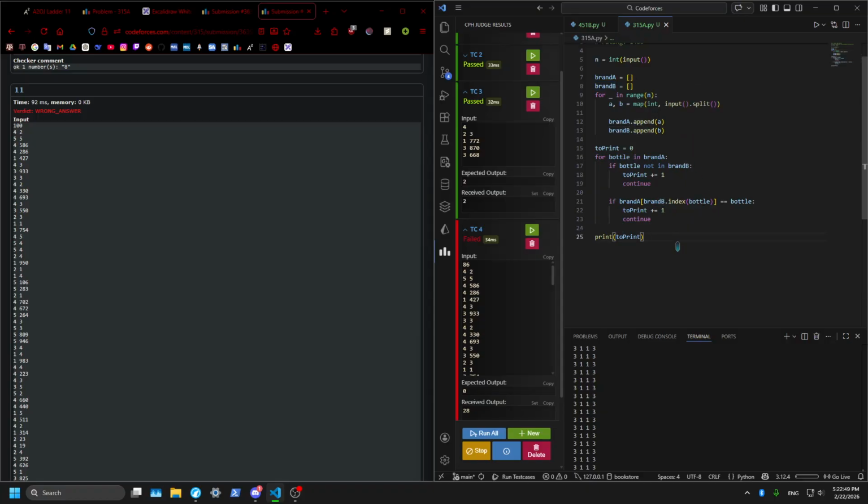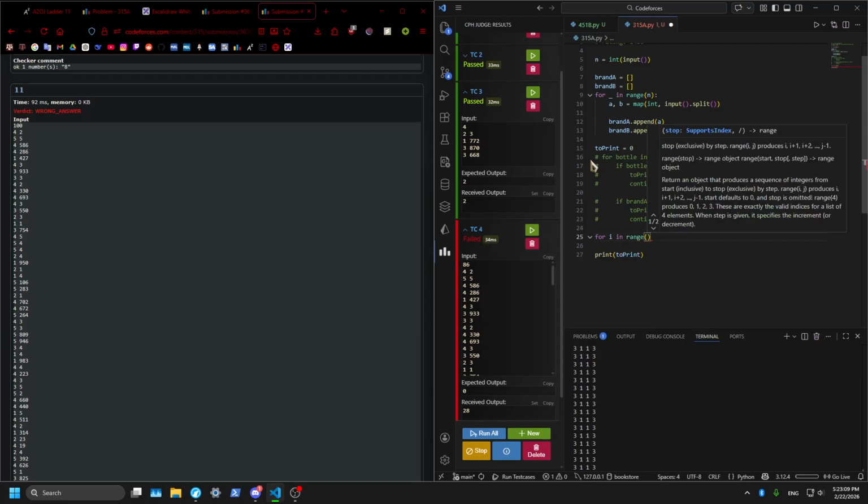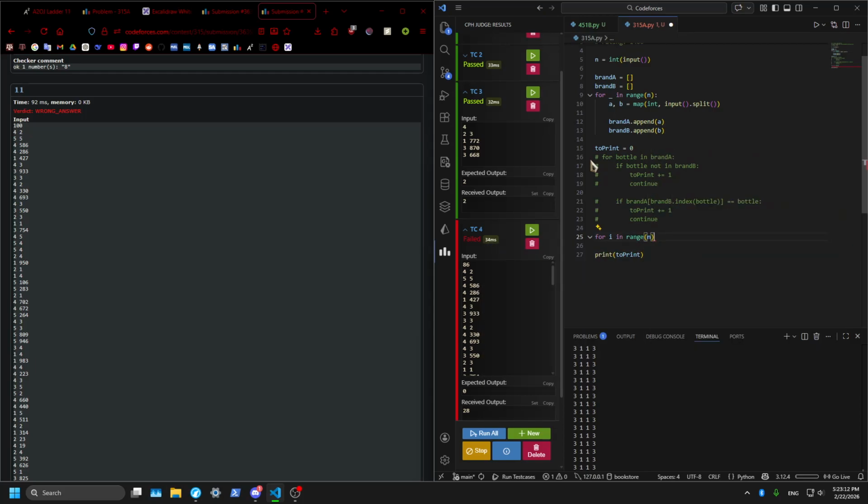So here's what we can do. Let's rewrite this logic. We iterate through every bottle in A, so for i in range N. A[i] is our current bottle. Our current bottle can open b.count bottles.